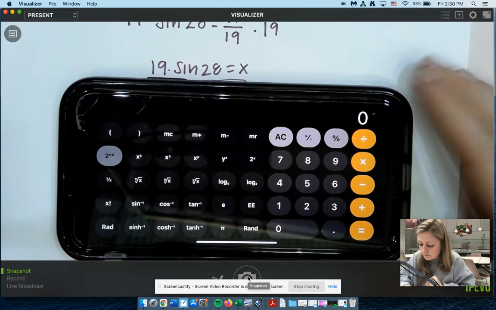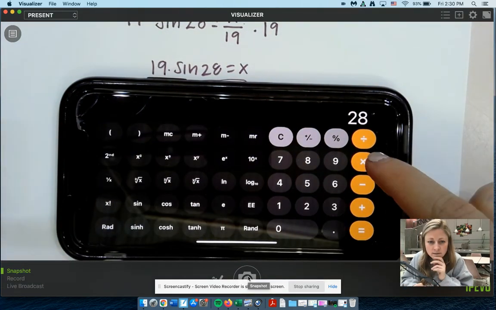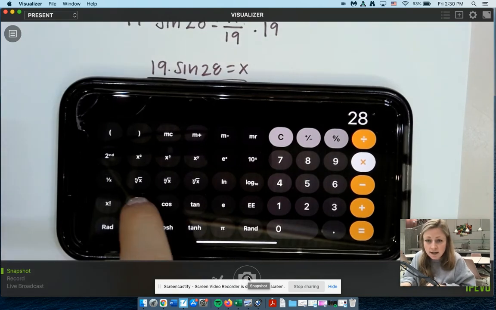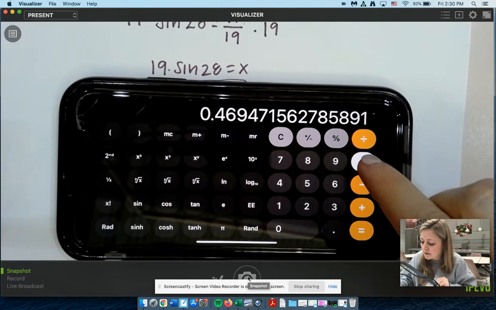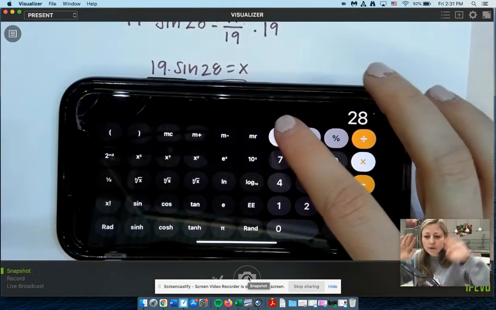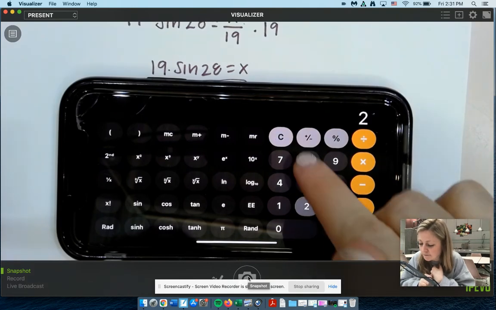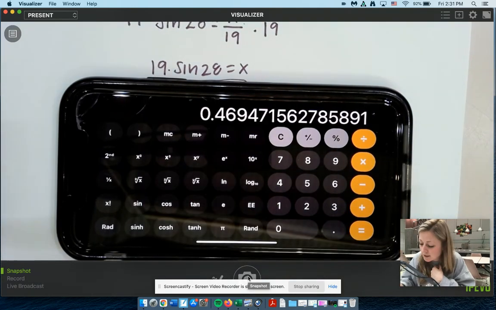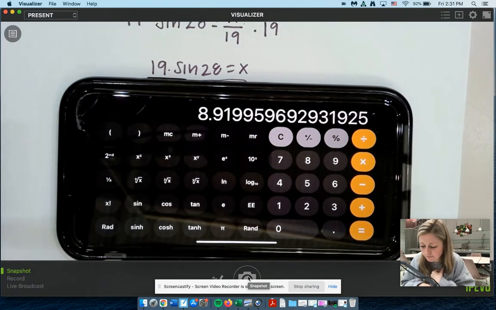You're going to hit 28 times sine, and you're going to get this decimal because that's the ratio. And then you're going to hit times, oh shoot, I lied. Reverse. Okay, you're going to hit 28 sine, so that's your ratio, times 19. And now you get 8.9, which is what we wanted.